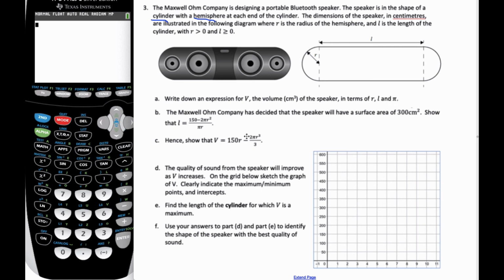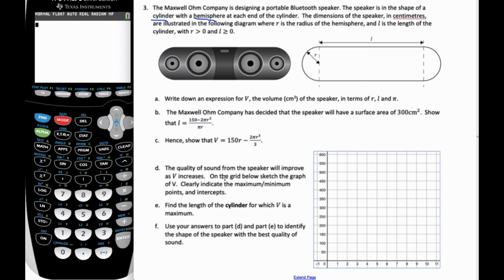As we look through this problem, one of the things we should do is read the problem all the way through first to get a sense of what is coming our way. The next thing we're going to have to show is that the surface area is 300 and show that L is this scenario here. And then, hence, show that the volume is this equation.